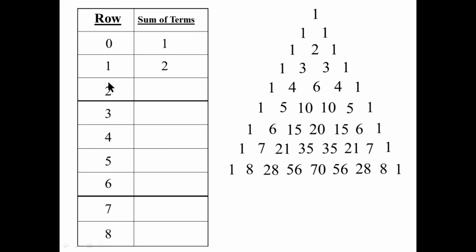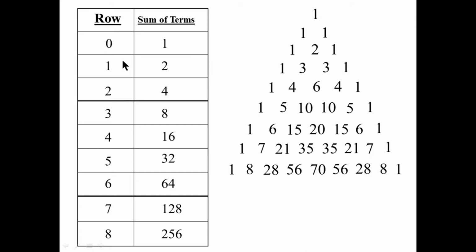1 plus 1, 2. In the 2nd row, add up the terms. 2 plus 1 plus 1, that's 4. In the 3rd row, add up all the terms. 8. In the 4th row, 16. 5th row, 32. 6th row, 64. 7th row, 128. And 8th row, actually take a calculator, add up all these numbers, and you'll see that they add up to 256.